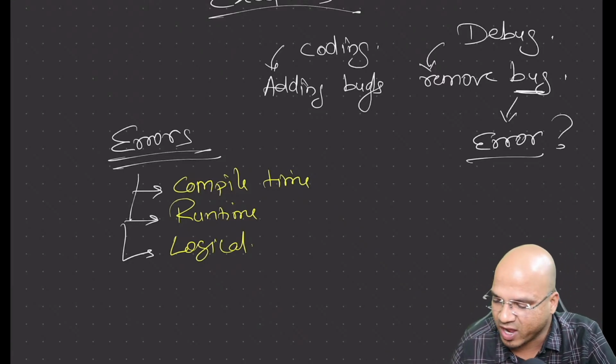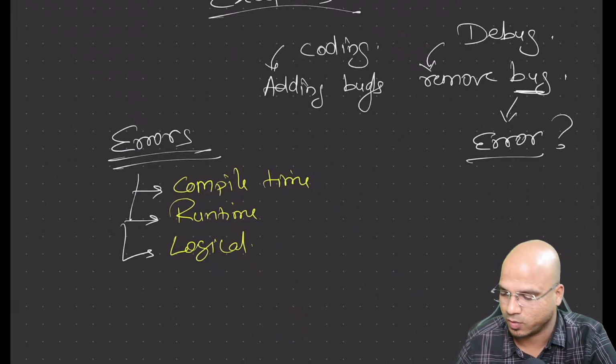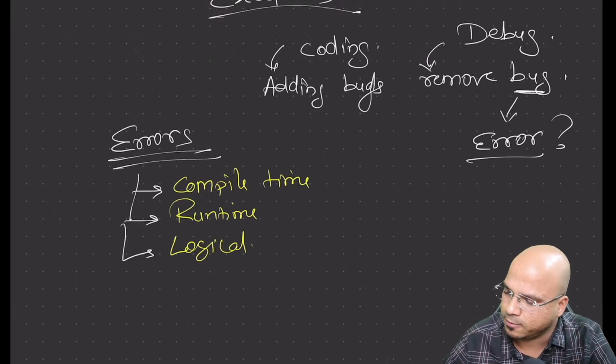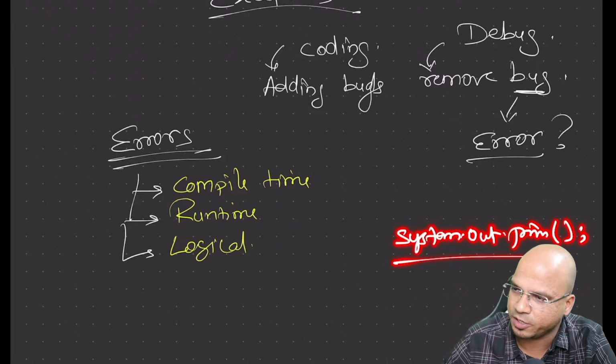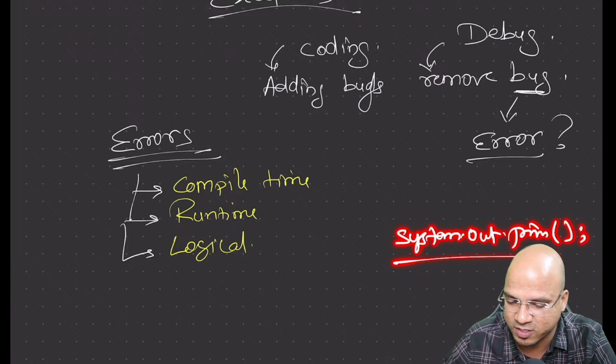Now, how do we define a compile time error? For example, if you make any syntactical mistake in your code. Let's say you have written system.out.print and you have completed everything. This is a normal statement, right? Of course, there is something missing here. The T is missing. Of course, a lot of things are missing here.